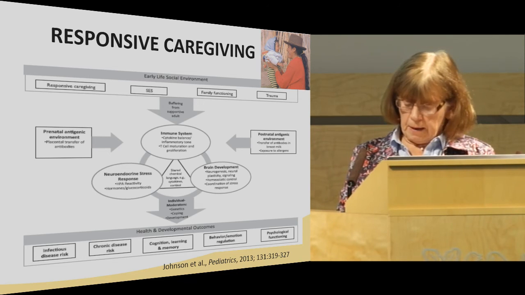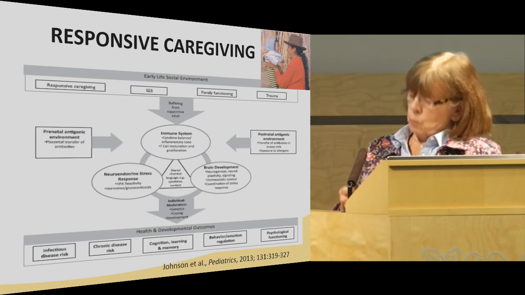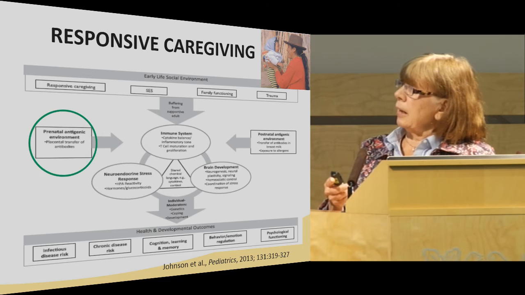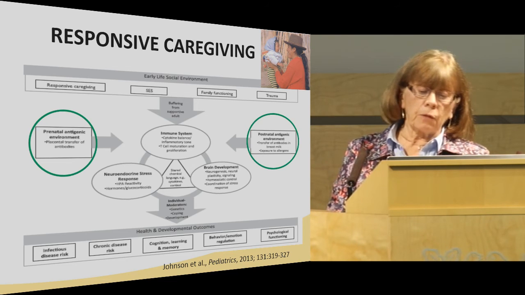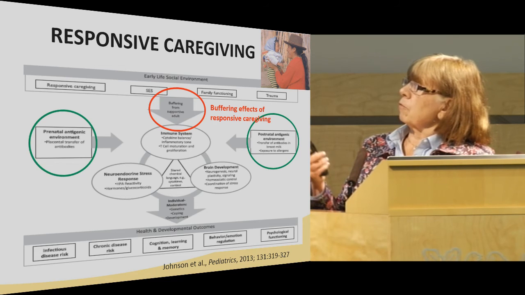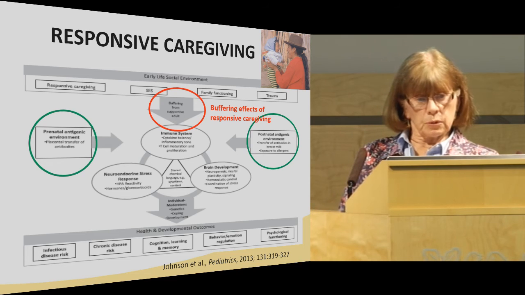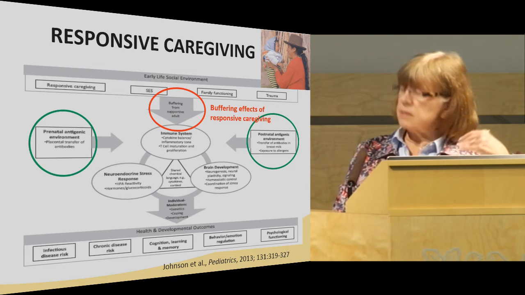This is a portrayal of how you might think about some of the responsive caregiving. There are prenatal threats and postnatal threats, and then this buffering effect of responsive caregiving. And we think that that may influence the immune system and then influence brain development.